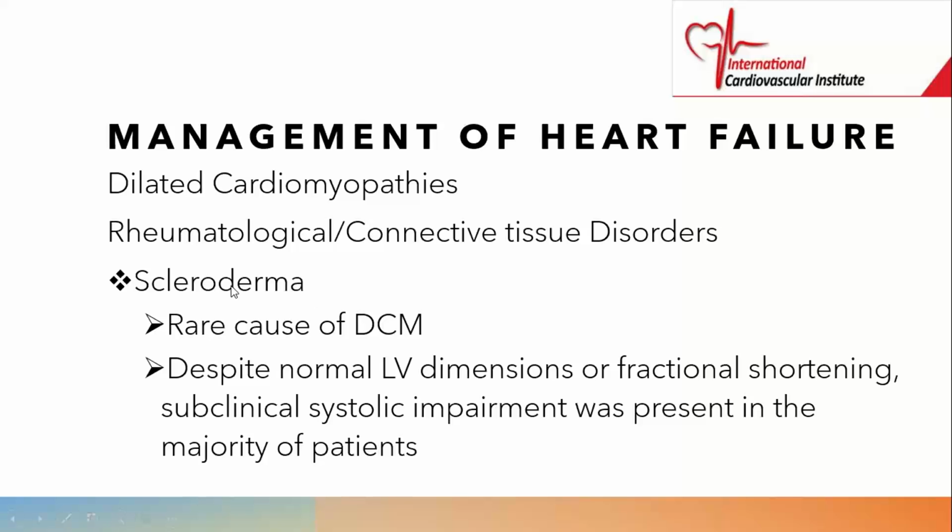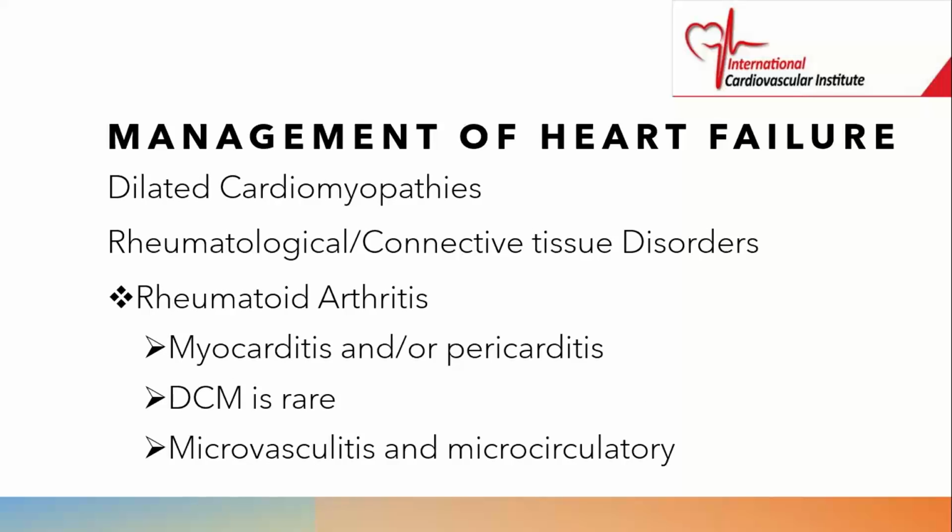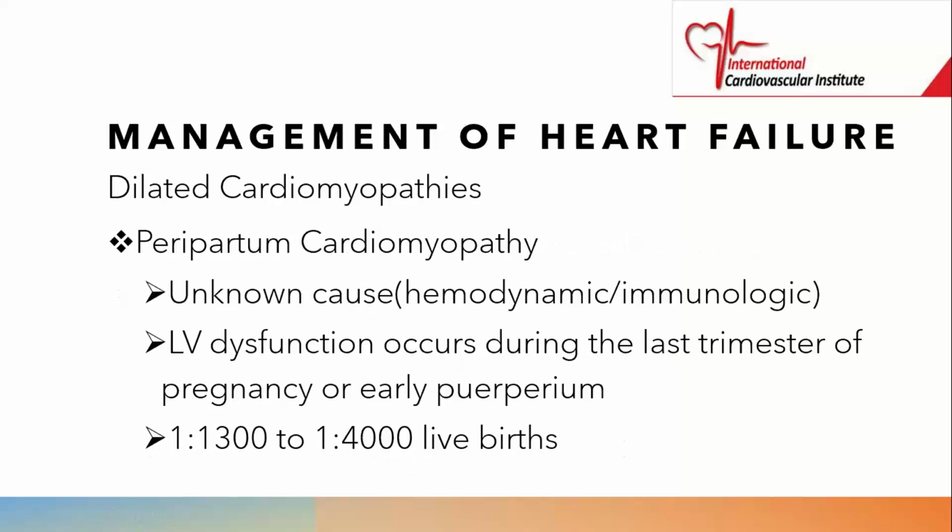Scleroderma is another connective tissue disorder. It rarely causes dilated cardiomyopathy, however, but you may have normal LV dimensions or fractional shortening, but subclinically the systolic function is abnormal. Not very common. Rheumatoid arthritis, you can get a myocarditis, that's inflammation of the heart muscle, and you can get a pericarditis, inflammation of the pericardium. Dilated cardiomyopathy is rare in rheumatoid arthritis, however. You can get microvasculitis and microcirculatory problems.